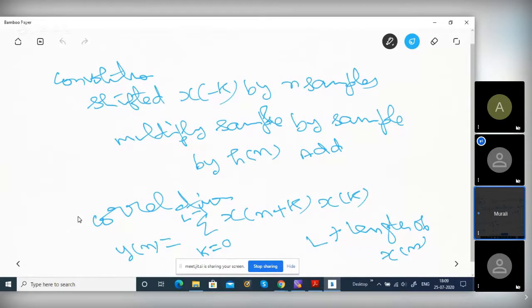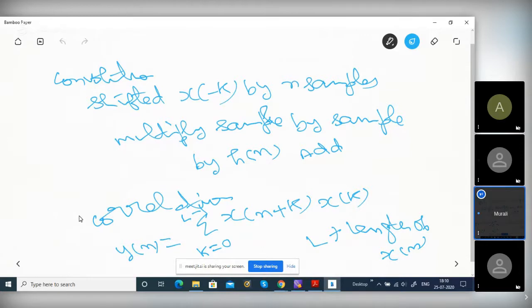And there is something called correlation. It is similar to convolution, but it is nothing but flipped convolution. If the input is x of k, you flip it, as I showed you. Instead of k, you put minus k. The signal is going right side, the flipped one will go left side. So it is x of n plus k and x of k. This is called autocorrelation. Some of these we will be using.